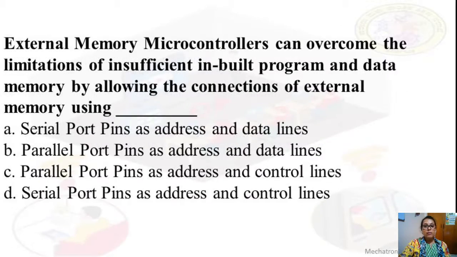External memory microcontrollers can overcome the limitations of insufficient inbuilt program and data memory by allowing the connection of external memory using: serial port pins as address and data lines, parallel port pins as address and data lines, parallel port pins as address and control lines, or serial port pins as address and control lines. What is the answer? The answer is parallel port pins as address and data lines.